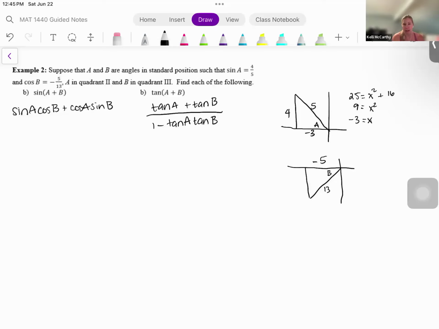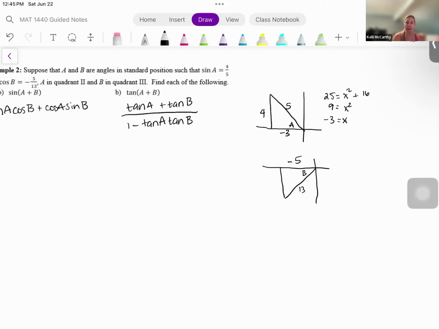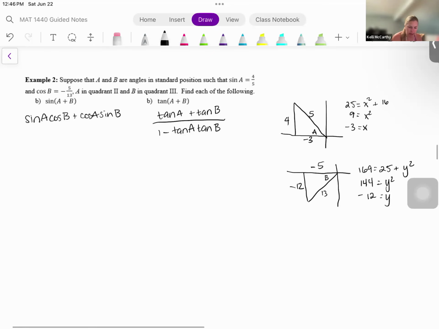This is going to be another Pythagorean triple, and with more exposure, you might start recognizing these patterns and remembering them, but don't forget that the Pythagorean theorem is always an option for finding that third missing side length of a right triangle. So we have 13 squared is 169 equals -5 squared or 25 plus our y value squared. Subtract 25 from both sides, we get 144 equals y squared. When we take the square root, we get 12, but this is going to be negative because we're in that third quadrant.